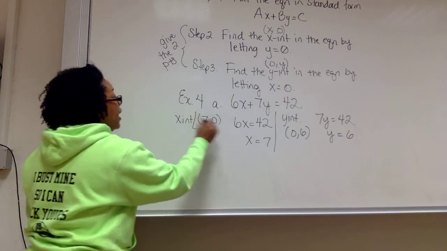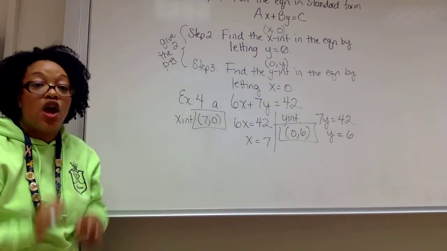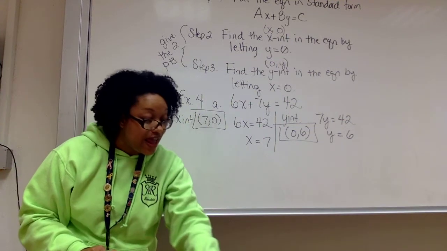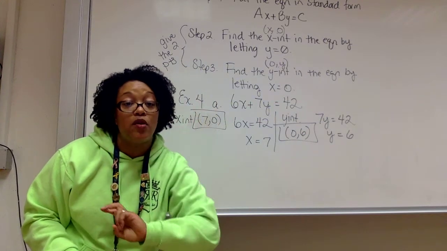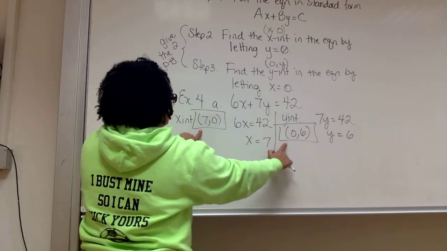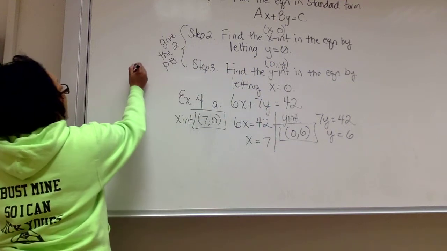So now you have found your 2 special points. What do you do with that? You take those 2 special points and you plot them on your graph. All you need are 2 points to make a line. So these are your 2 points right here. So you take your graph.